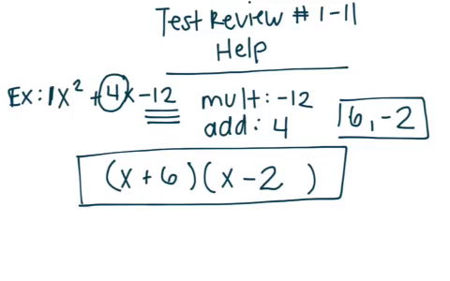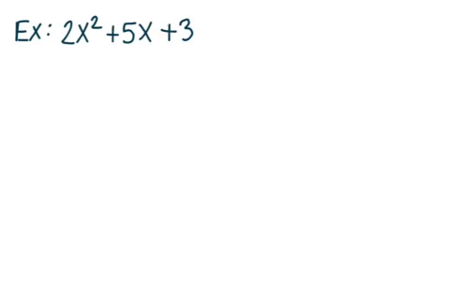Now remember, you can always check to see if your answer is correct by multiplying this back out to see if you get your original answer. Okay, now we're going to look at when A is not 1. So if you notice, we have a number in front of x squared. We have a 2. So here's where you do the slide and divide method.